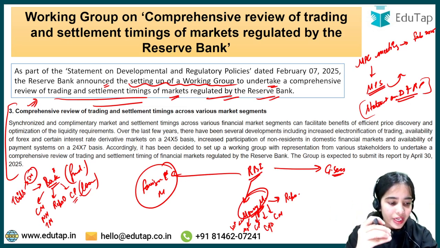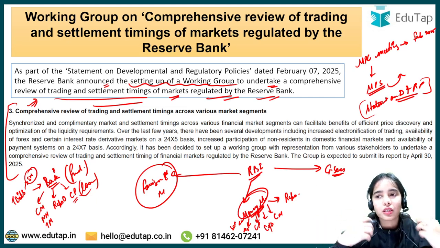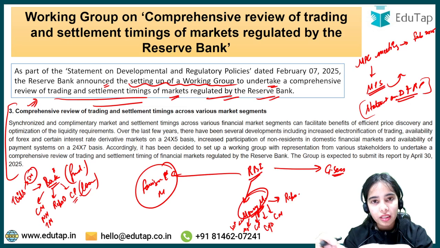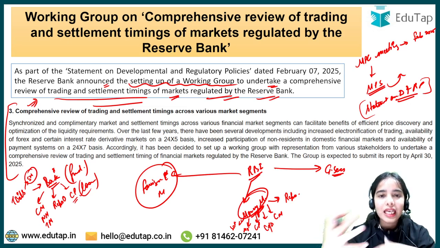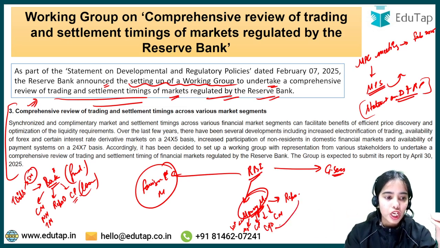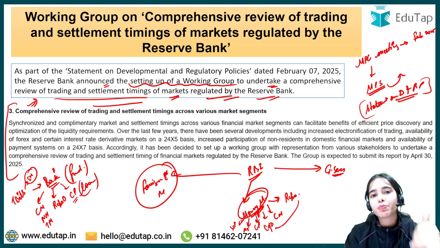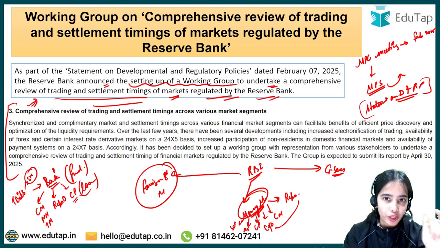Let's say the treasury bills will be settled after 1 or 2 days. So they have a different trading and settlement timing. When the timing is very different across money market instruments, the bank will not be able to analyze which instrument is best for raising the funds at this point of time.